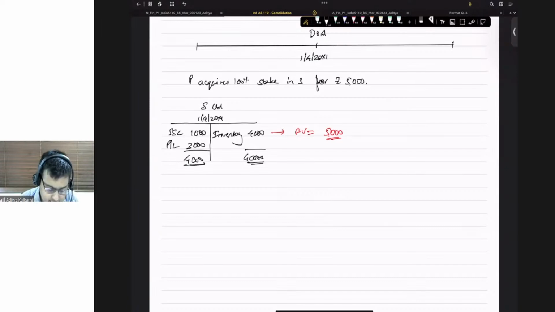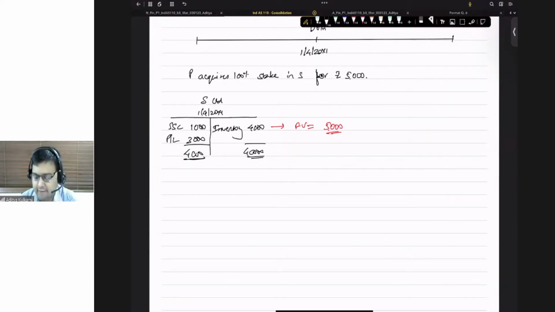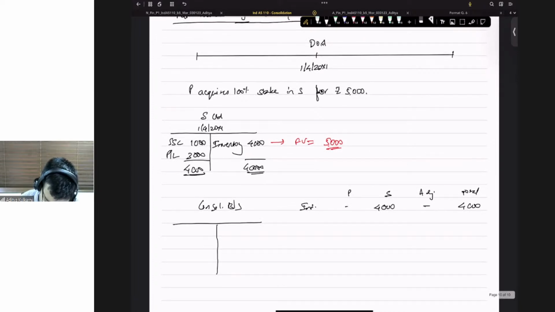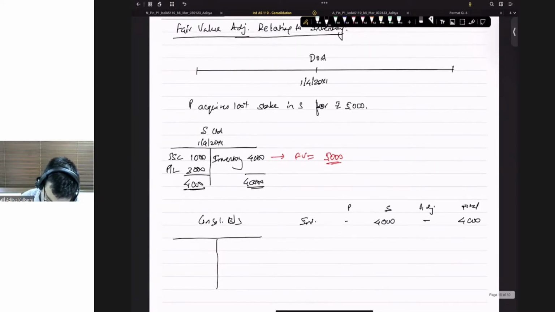Suppose you don't adjust the inventory, don't do anything. First step, consolidated balance sheet. Second step, record the assets. Note 1, PS adjustments total. Here I will be having inventory of S, which is 4,000. Don't do any adjustment, 4,000. Note number 2, equity share capital, that will be of the parent, obviously. So P Limited.